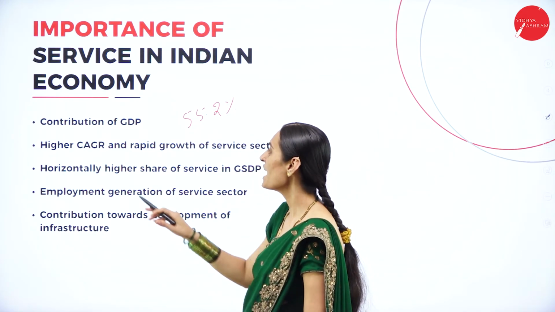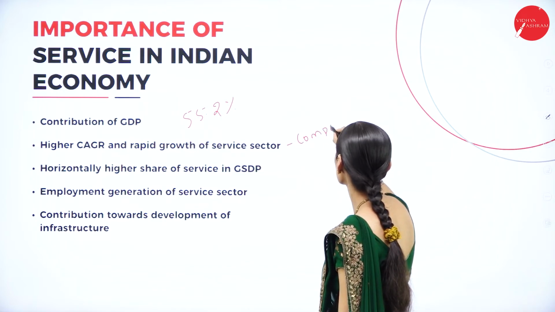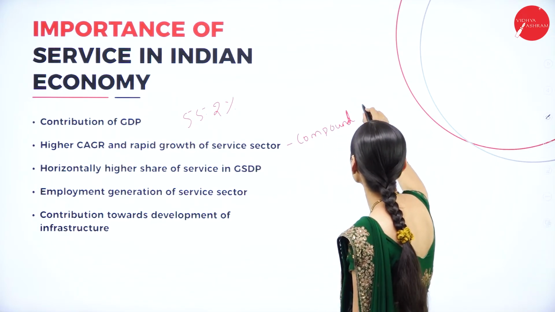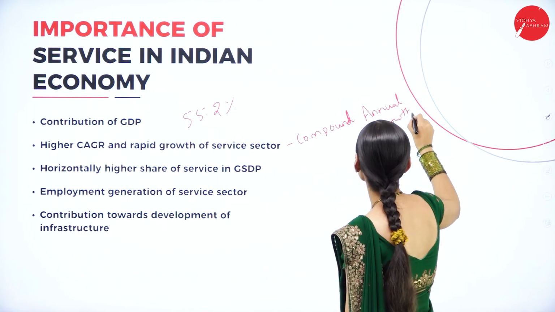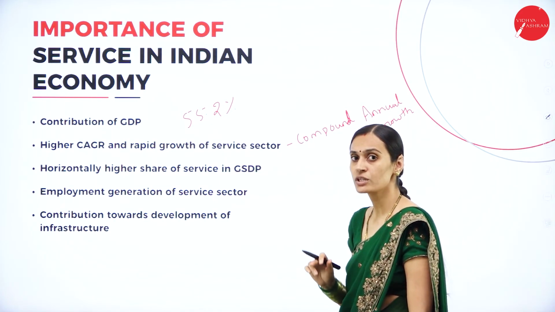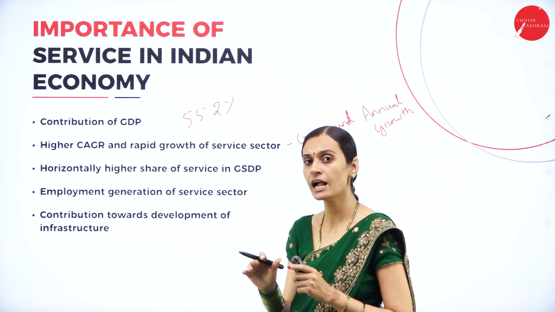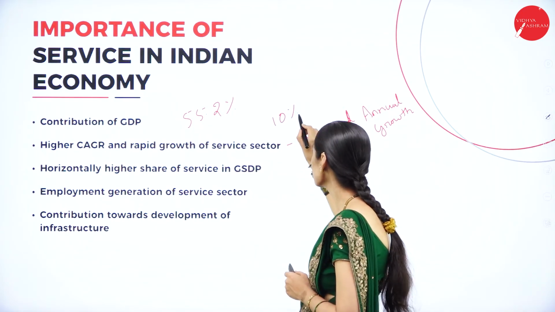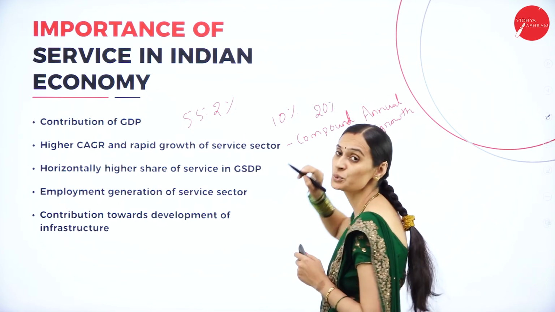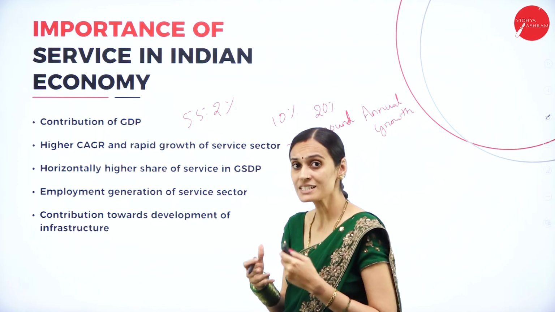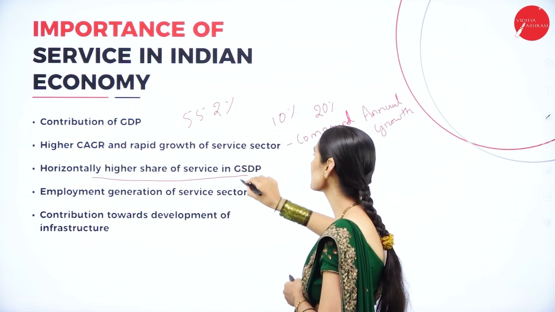And the next one, that is higher CAGR. What is CAGR? That is compound annual growth rate. So this growth rate can be utilized for measuring the development of service sectors. During the period of the 1950s and 1960s, there was only 10% compound annual growth rate. At present, it is more than 20% in 2020-21, which tells about the increasing contribution of service sectors to the economic system. And next, higher share of services in GSDP.